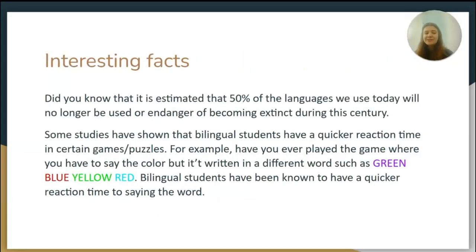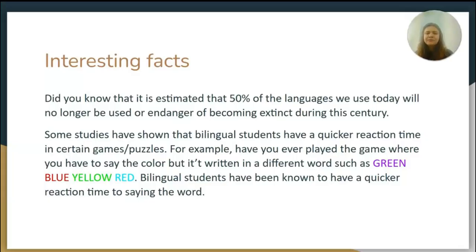Just some interesting facts. One thing that I thought was really interesting that I learned in the textbook about bilingual books and languages is that an estimated 50% of languages that we use today will no longer be used or are in danger of going extinct during this century. I truly think that is an insane thing because it makes me wonder how many languages were once used that we don't even know about anymore because they have gone extinct. And why have these languages become extinct? What is making them go out of use anymore?